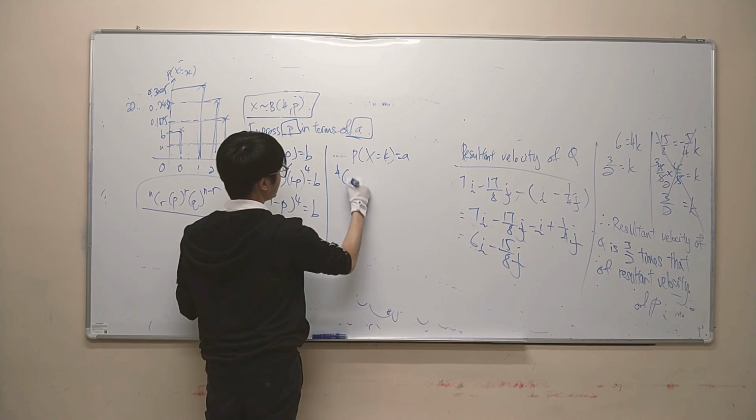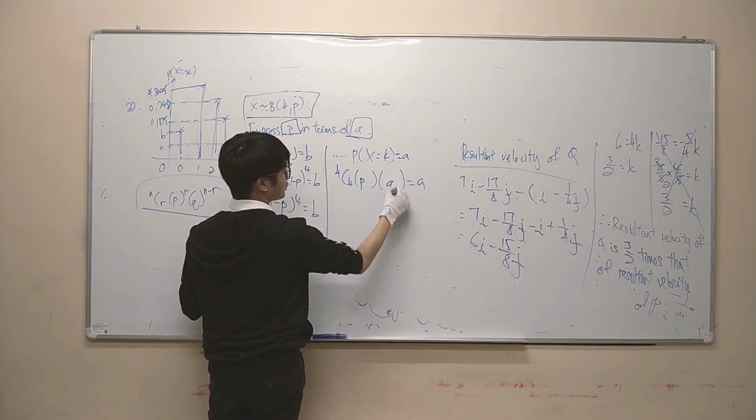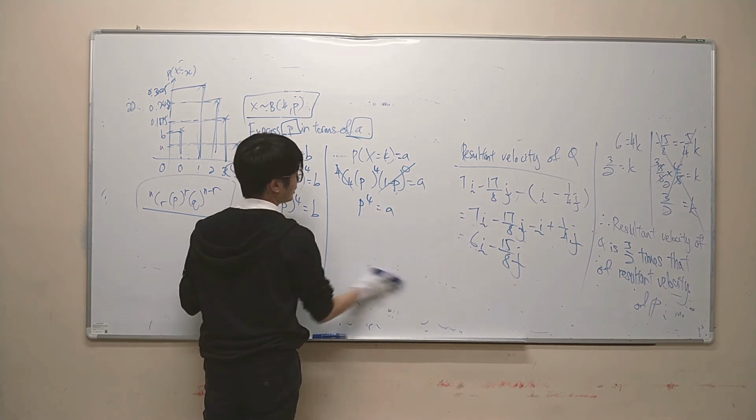So let's do it. 4C4 bracket equals to A. So probably a success, probably a failure. Don't write Q, write 1 minus P. So here is 4, here is 0. So bottom. So it's P power 4 equals to A.